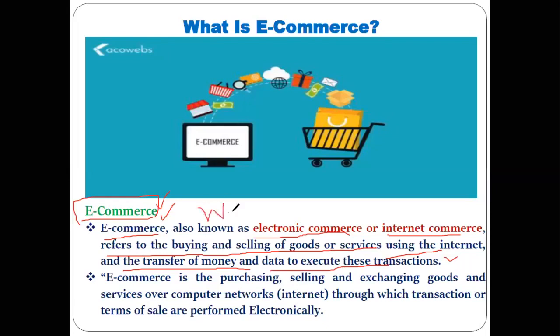That's why we have to call them which kind of information system? E-commerce. Web. They are examples of e-commerce, but we are calling them web information systems. Understood? So another definition of e-commerce I also mentioned: e-commerce is the purchasing, selling, and exchange of goods and services over the computer network, through which the transaction or the terms of sales are performed electronically.